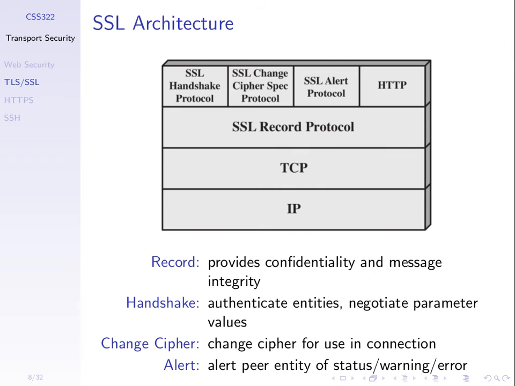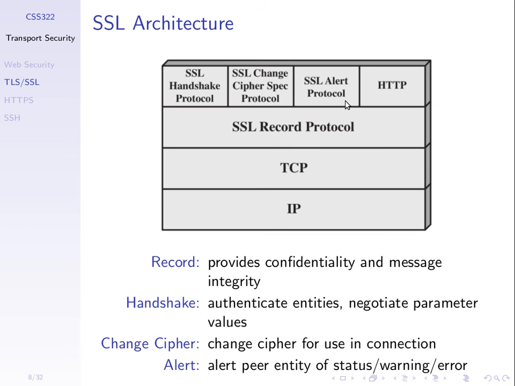SSL allows you to use different ciphers, to use different algorithms to encrypt. During the initial stage, it usually uses some public key algorithms, but then to encrypt the data, it uses a symmetric key algorithm. And in fact, during the connection, you can change ciphers. There's a simple mechanism, which is called the change cipher spec, which says, okay, we were using that cipher, now let's change to the new one. And we'll see that in some of the examples.